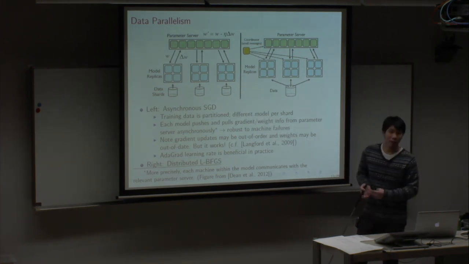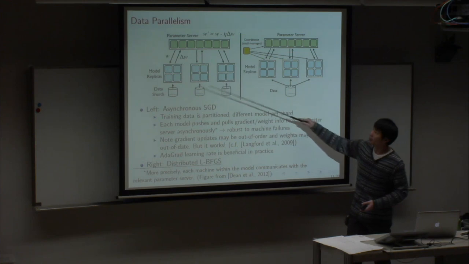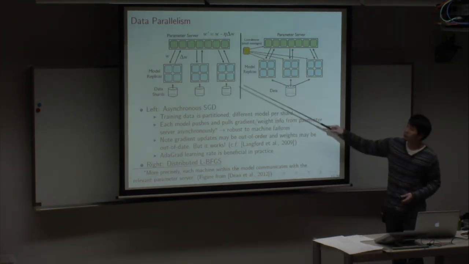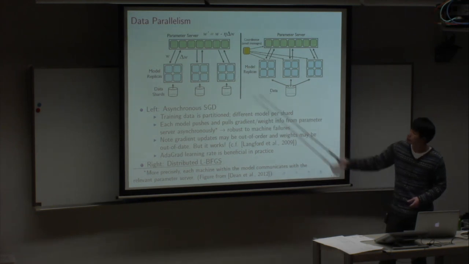Whenever you scale to a large number of machines, you always need to consider, what if one guy is slow? Right? You can't wait for the slowest guy. Right? Or what if one guy fails? You can't reboot him, and everyone has to wait for his reboot. So this asynchronous thing says, we just go on. We don't care. We just keep on training. And that turns out to be very important.